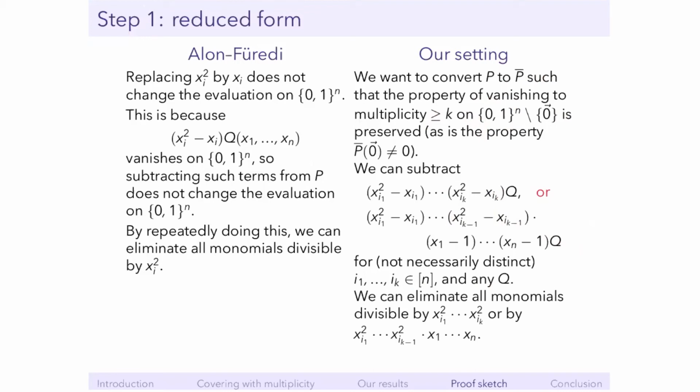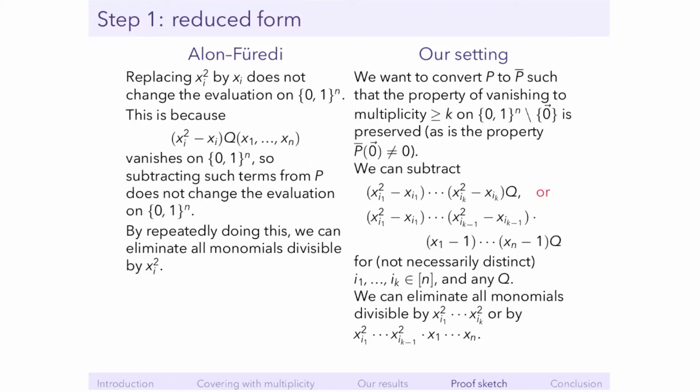Sorry, Yuval. Yeah, I mean, does the second polynomial vanish everywhere or only on {0,1}^n minus 0? Sorry, yes. It vanishes to multiplicity at least k outside the origin and vanishes to multiplicity k minus 1 at the origin, yes. But in particular, it won't destroy either of these properties. Yeah, thank you. What I said was wrong, so thank you for that.